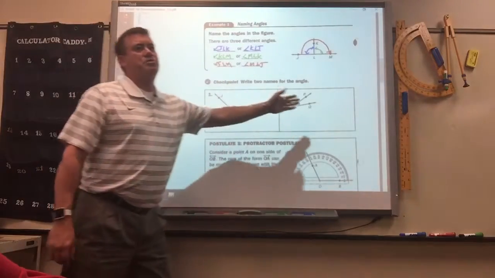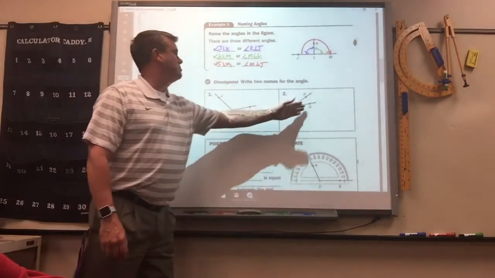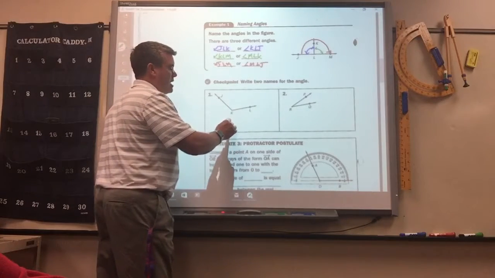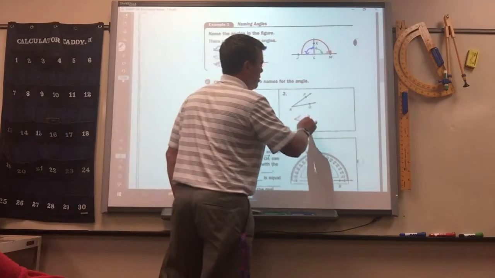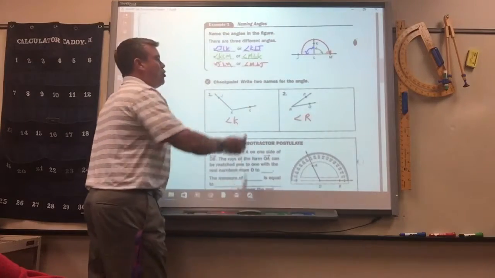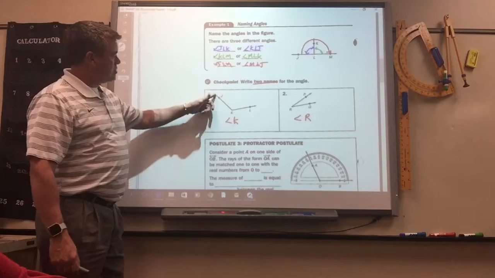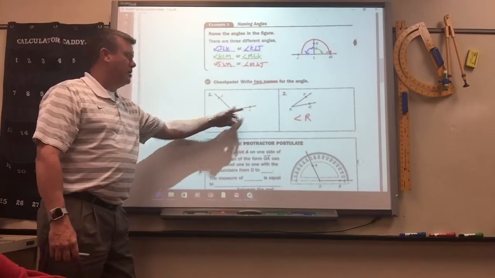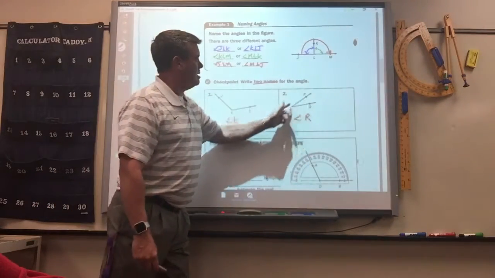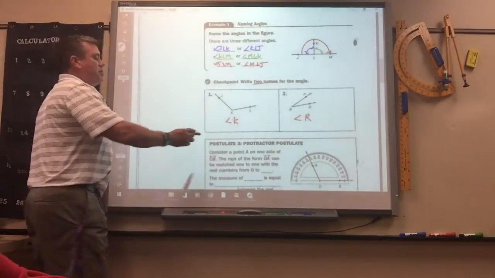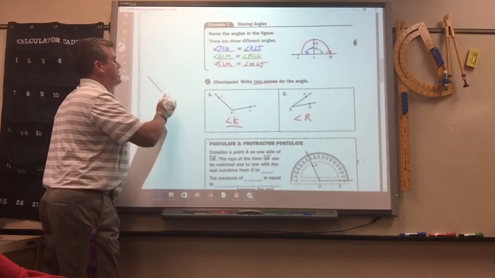Now, if it's just a single angle like this, the easiest way to name them is just name the vertex. Angle K, angle R. They do want two names, so that's one easy way. The other one would be angle JKL, or angle LKJ. Angle PRQ, or angle QRP.